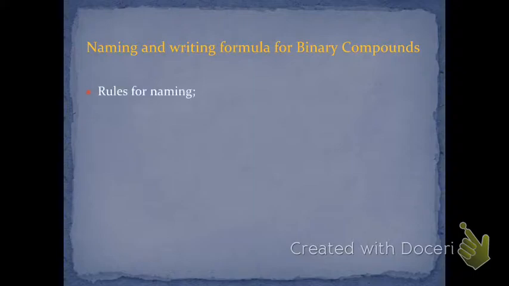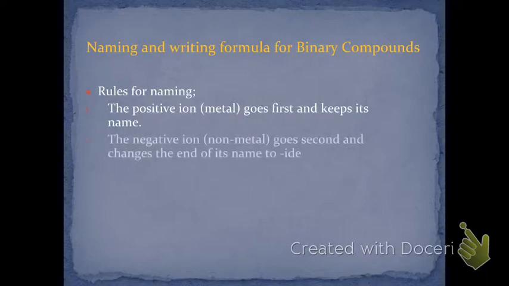So in order to name a binary compound or ionic compound, the positive ion, the cation, goes first, and we keep its full name. The negative ion, or the non-metal, goes second, and it changes the end of its name to IDE. So for example, we would take chlorine and we would change that to chloride.